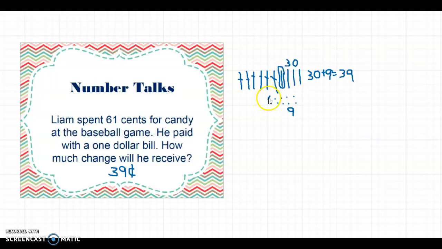As you can see, this is 1, 2, 3, 4, 5, 6, 7, 8, 9, 10. Then I subtracted my 1, which left me with 9. I have 10, 20, 30 left up here. So 30 plus 9 equals 39. So Liam received 39 cents after he paid for his candy.